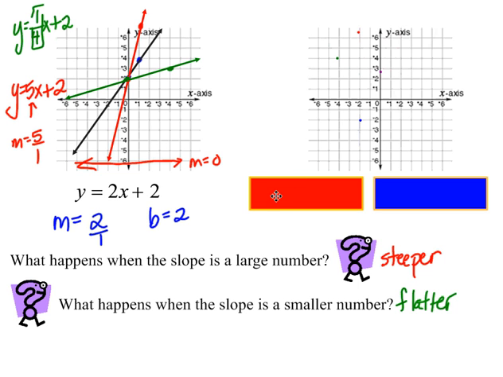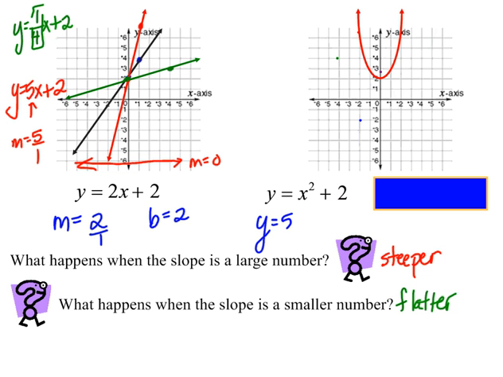Now let's apply this discussion to y equals x squared plus 2. If we plotted some points on our standard parabola of x squared, starting at 2, we know that the y-intercept is at 2, and we have some points we can plug in, and we would end up with this parabola. Now, what if it was steeper? What if it was y equals 5x squared plus 2?